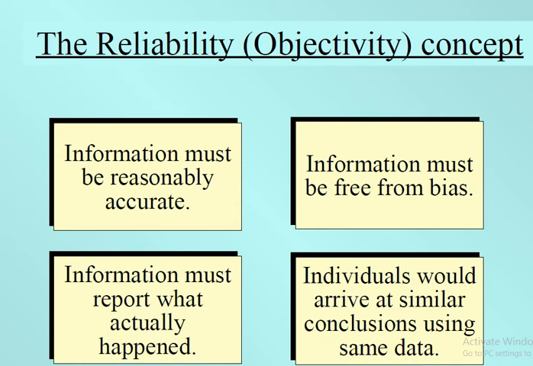What is the reliability objectivity principle or concept? Information must be reasonably accurate and free from biases, from inclinations. Information must be free from every kind of bias. Information must report what actually happened, and individuals would arrive at similar conclusions using the same data.